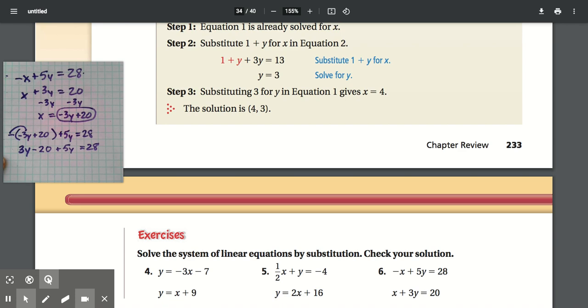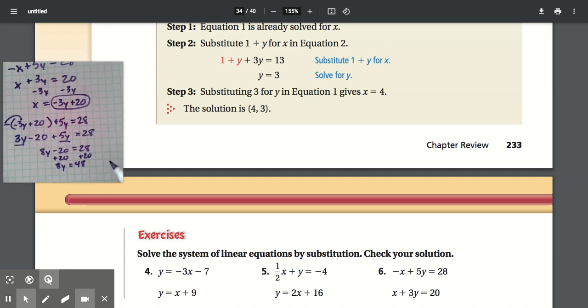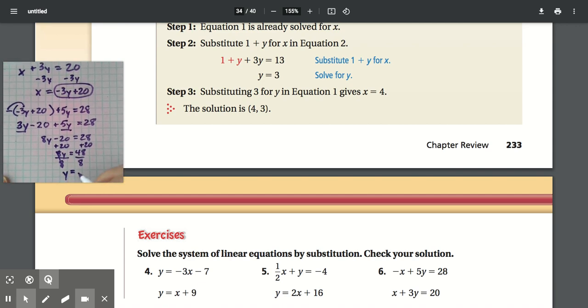Now we're going to combine like terms. So we look for our y's and combine those. We end up with 8y minus 20 equals 28. To get y alone, we want to do the opposite of subtracting 20. So we're going to add 20 to both sides. Then we have 8y equals 48. Now to get y alone, we divide by the coefficient in front of y on both sides. That cancels out, and we have y equals 6, which is great.